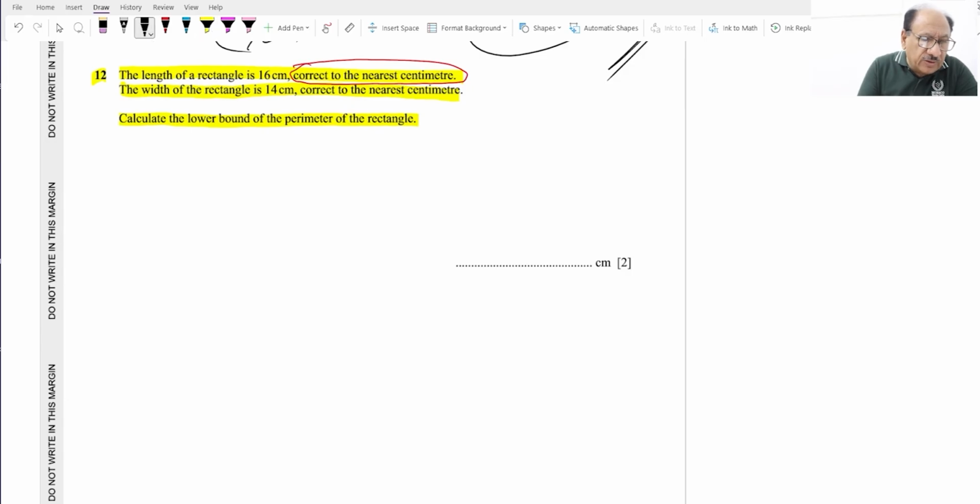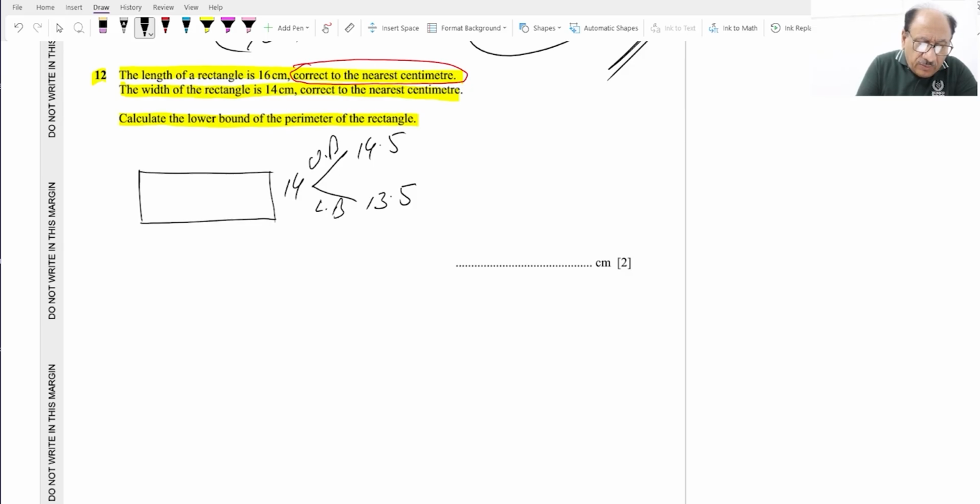So for example, if we are considering a small rectangle like this one, and 14 is the width. So for 14, the upper bound and lower bound will be 14.5 and 13.5, and this is the lower bound and this one is the upper bound. Further, we can check the length, which is 16. So the upper bound will be 16.5 and 15.5 will be the lower one, plus minus 0.5. So next we need the lower bound. So they are asking for the lower bound.